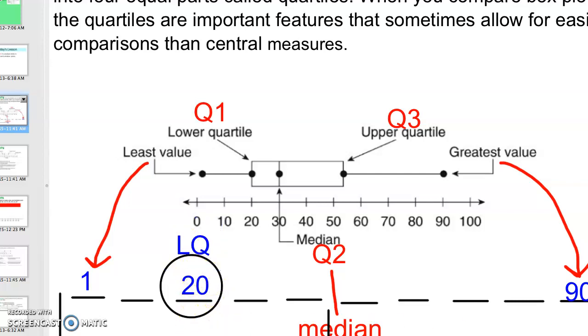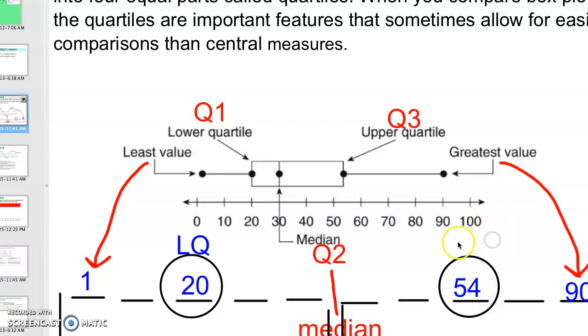Then I'm going to look at my upper half of my data and find the median of that, and that's going to be called my upper quartile, or Q3. I'm just looking at this set of data and I'm going to find the median of that. Again, there are 5 numbers, so the third number, this one here, is going to be the upper quartile. In this case, it's about 54.